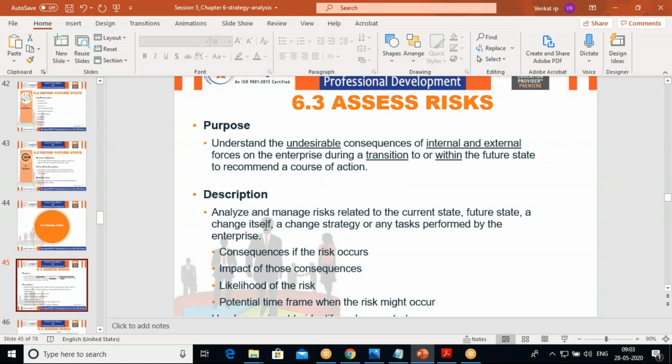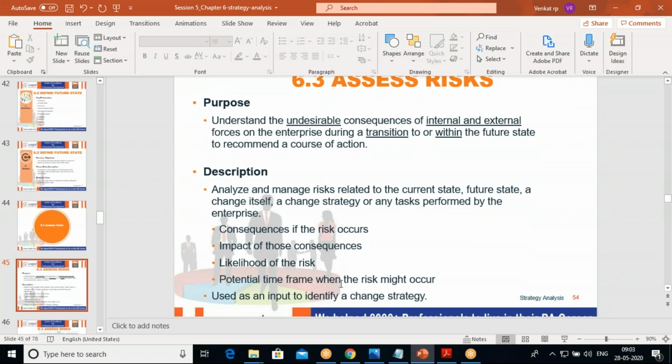Okay, for that we have to analyze and manage risks related to the current state, future state, and the change itself, a change strategy or any task performed by the enterprise. We have to understand the consequence if the risk occurs, impact of those consequences, likelihood of that particular risk to happen, and potential time frame when the risk might happen. And you can use it as an input to identify a change strategy, because most of the times the first thing they do is risk. They identify the risk and then they come up with a strategy.